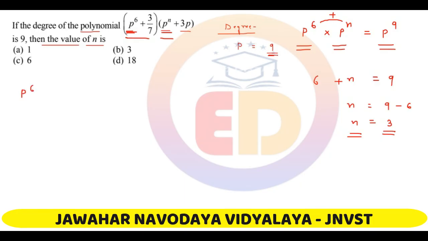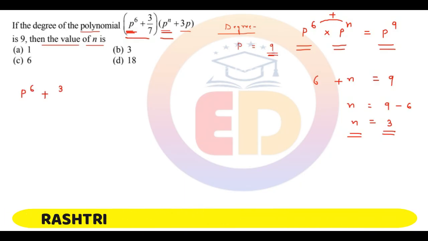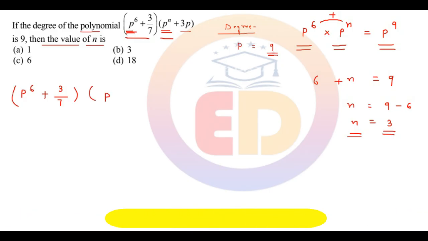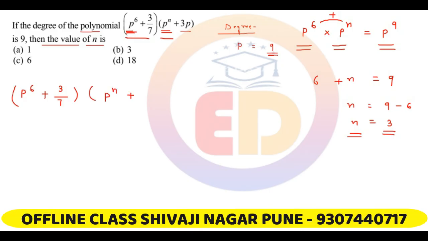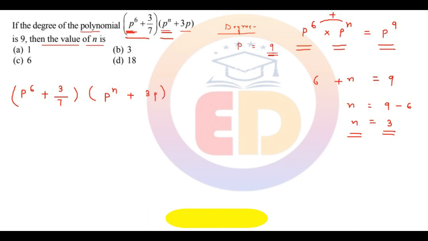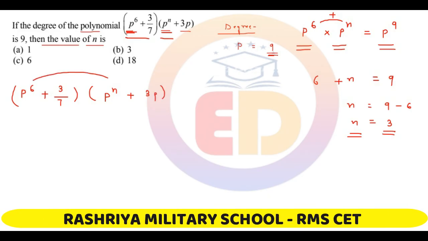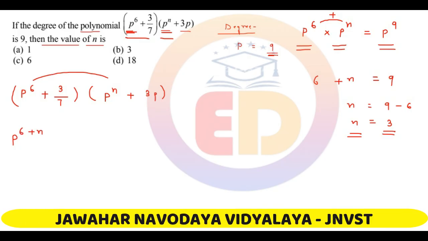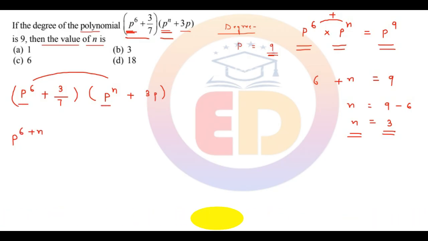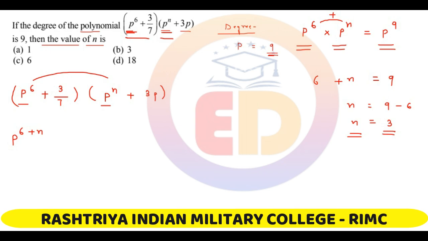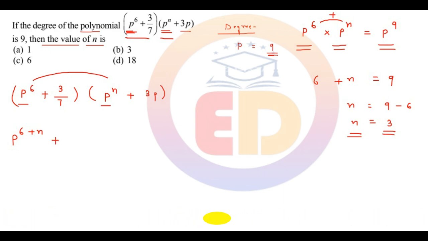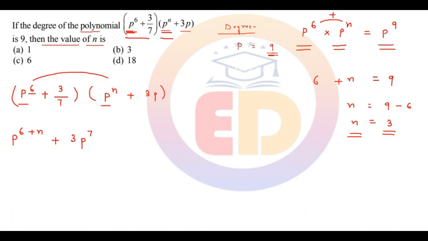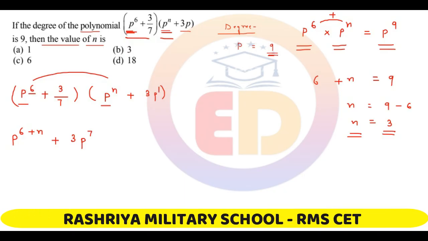p power 6 plus 3 upon 7, multiplied by p power n plus 3p. p power 6 into p power n will be p power 6 plus n, because bases are the same, so powers will be added. p power 6 times 3p will be plus 3p power 7. This is power 6, this is power 1, 6 plus 1, it will be 3p power 7.